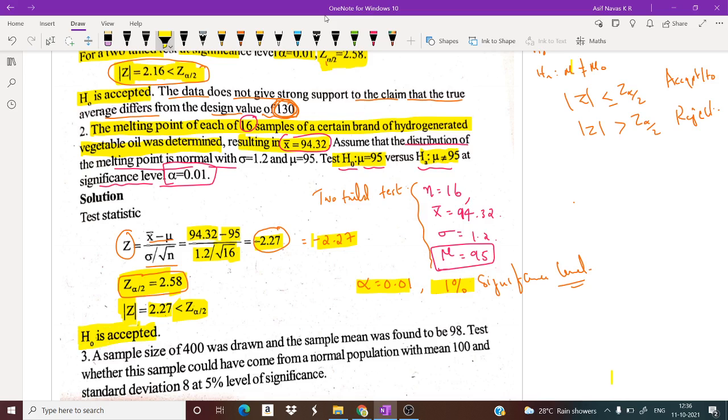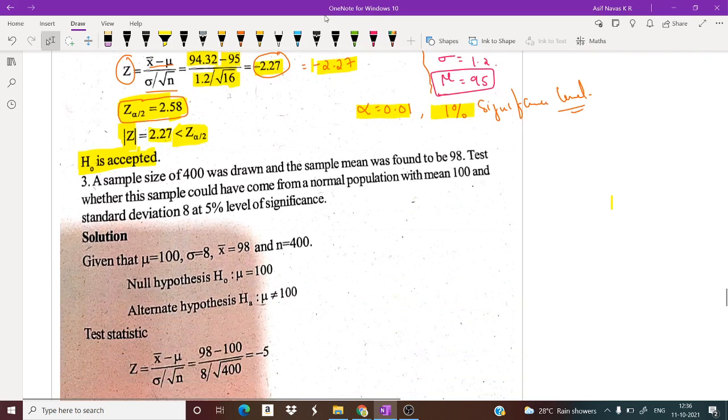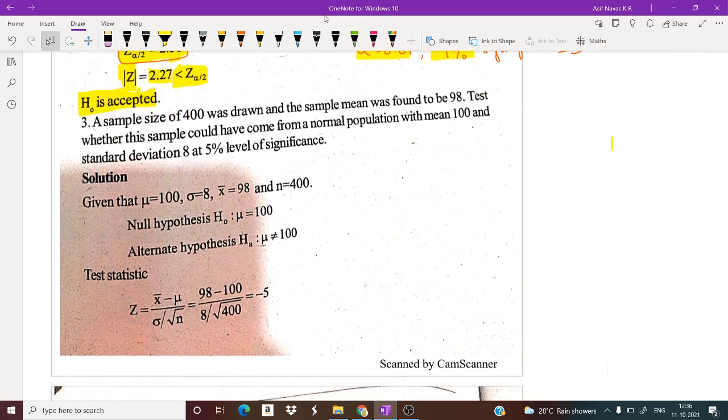Okay, similarly, does anybody have any doubts? Okay, can you do this problem? It's very easy if you understand the concept. If you understand the concept, the problem is very easy. So here, a sample of 400 was drawn and the sample mean was found to be 98.